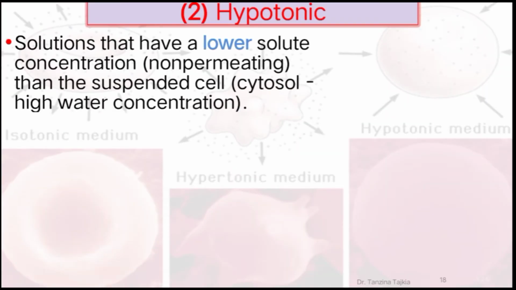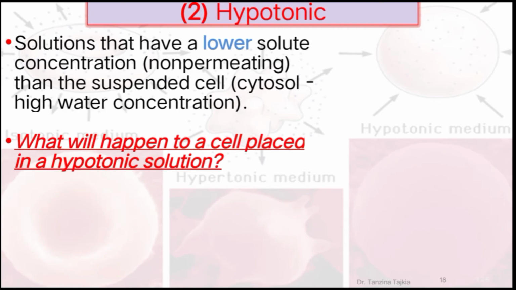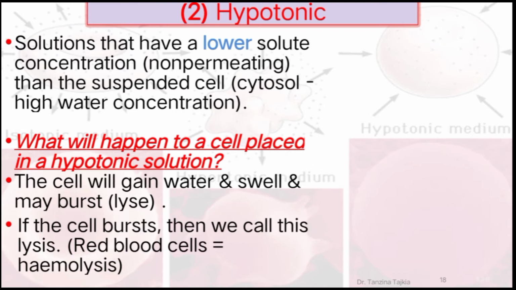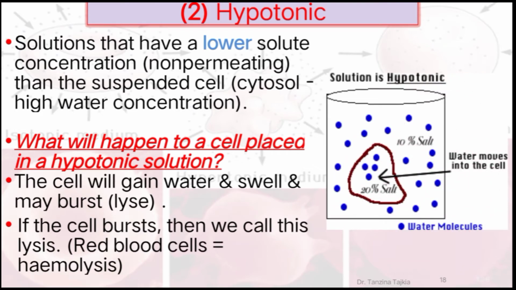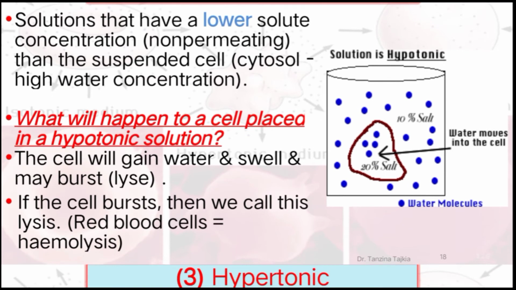Secondly, hypotonic. Hypotonic solutions have a lower solute concentration than a suspended cell. That means the cytosol has a high water concentration. What happens to a cell when placed in a hypotonic solution? The answer is the cell will gain water and swell and may burst. If the cell bursts, then we call it lysis. In the case of a red blood cell, we call it hemolysis.